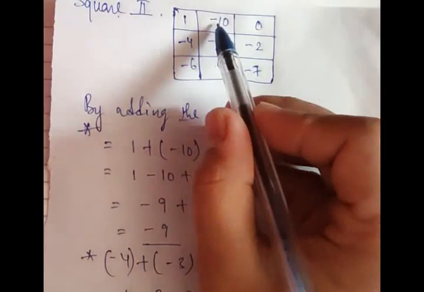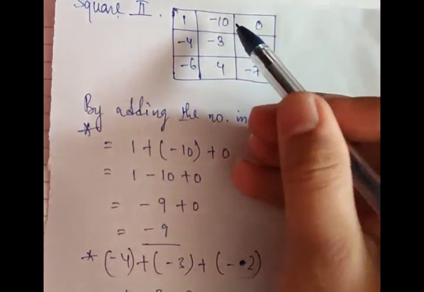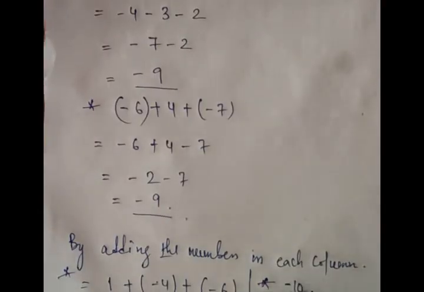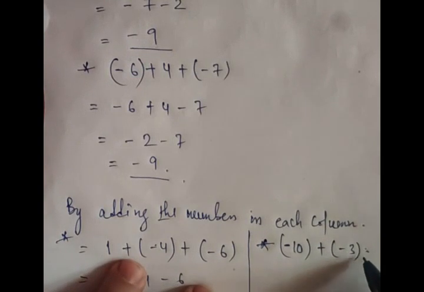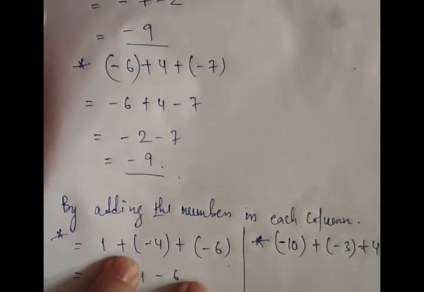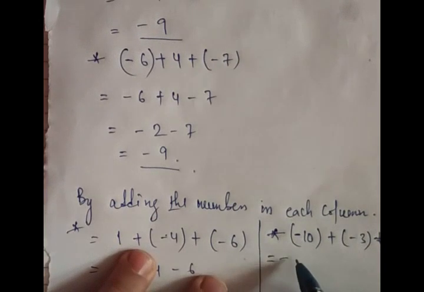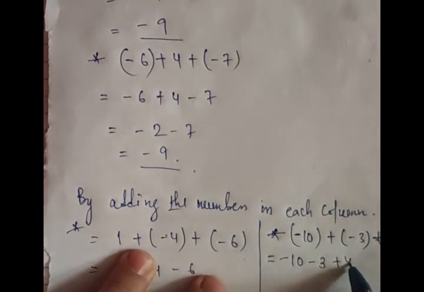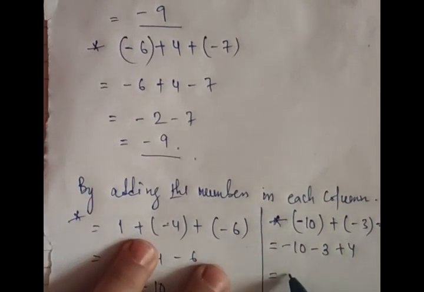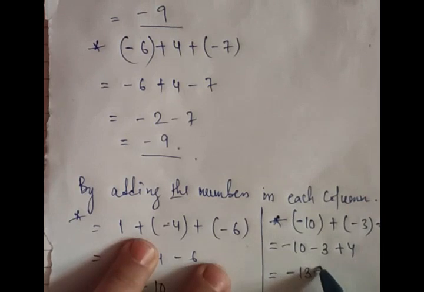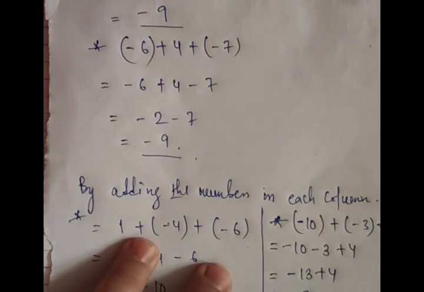So adding the second column, what will we get? The numbers in the next column are minus 10, minus 3, plus 4. So we'll get minus 10 minus 3 plus 4, is equal to minus 13 plus 4, is equal to minus 9, isn't it? Minus 13 plus 4 is minus 9.